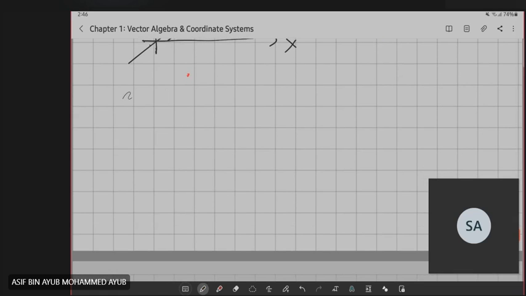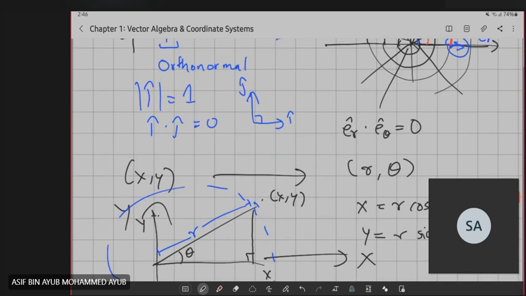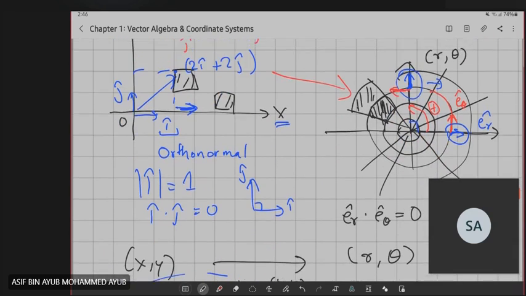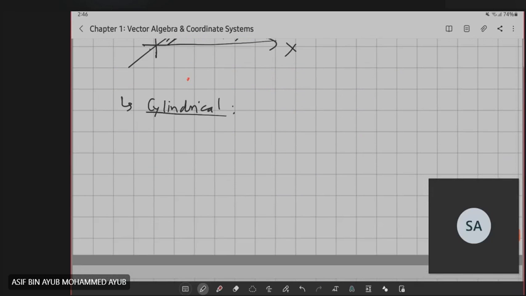Now let's look at the cylindrical coordinate system. The cylindrical coordinate system is just an extension of the polar coordinate system that we saw here. So you have this r, theta. You simply add z here. So what it looks like is like this.